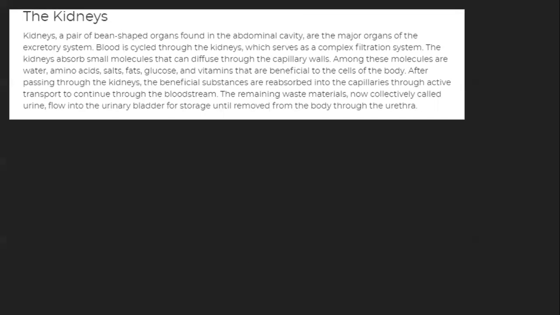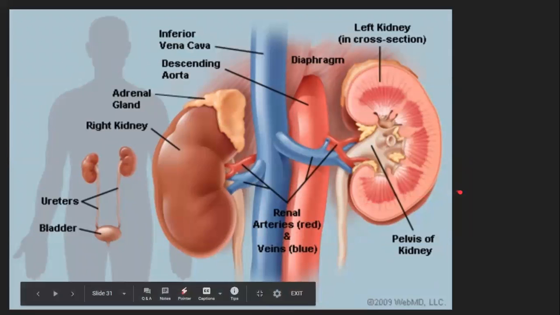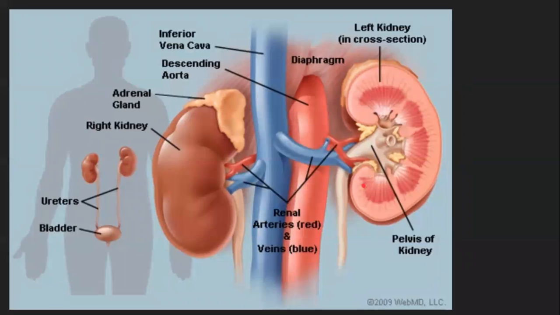Now, what do the kidneys do, right? So this is the kidney. These are the kidneys, right? So you have two kidneys, and they're located basically behind the digestive system. So they're located near your back. All right. So you have two kidneys. Right? You have a right kidney and a left kidney. Right? And they're connected to the blood.